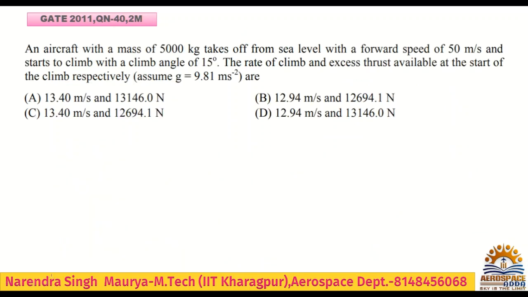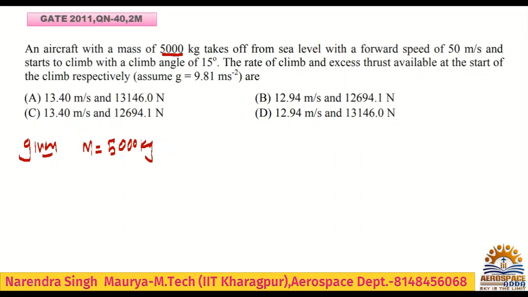All right. Now, this is the next problem. This is for 2 marks. The same GATE 2011, question number 40, and this is for 2 marks. We'll read this problem. An aircraft with a mass of 5000 kg. So I will write the data also. 5000 kg.